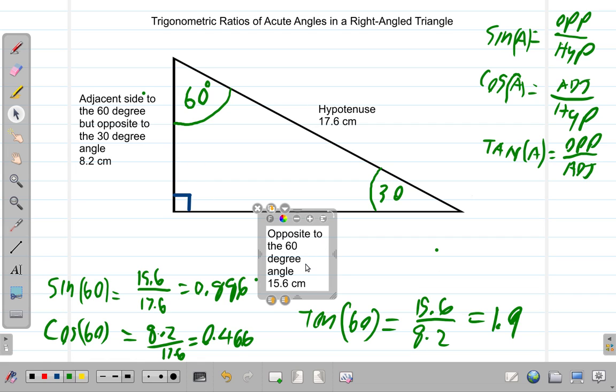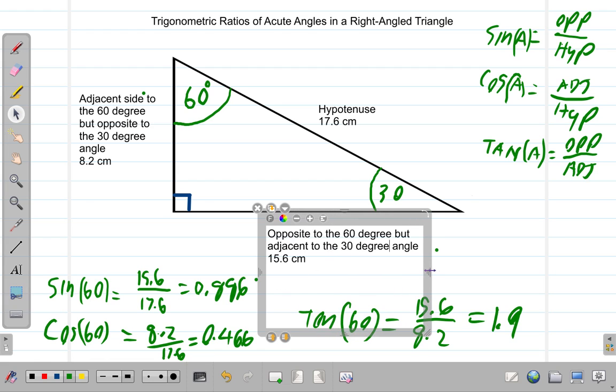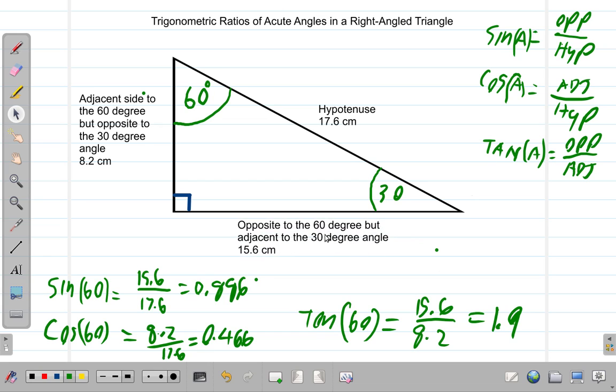While this is opposite to the 60 degrees, it is adjacent to the 30 degree angle, right? So this side can be opposite or adjacent depending on which angle you're looking at. But of course, this side is always the hypotenuse. It is opposite to the 90 degrees. All right.